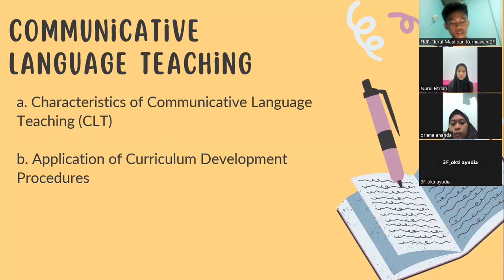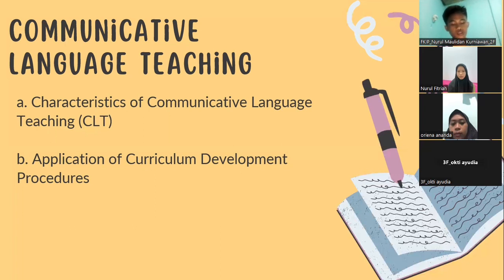4. Student-centered approach. Teachers facilitate learning by providing opportunities for students to make choices, set goals, and take ownership of their language learning.